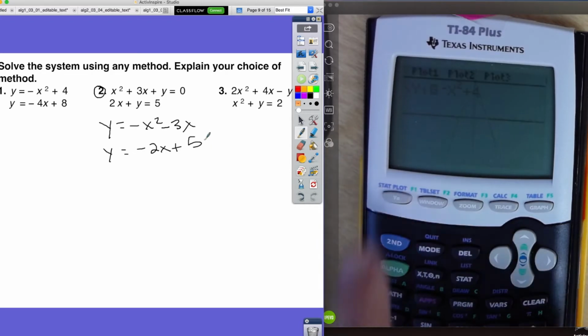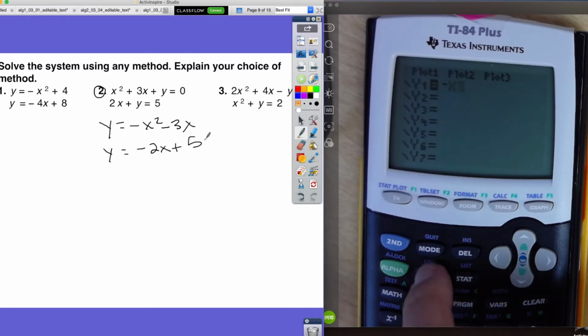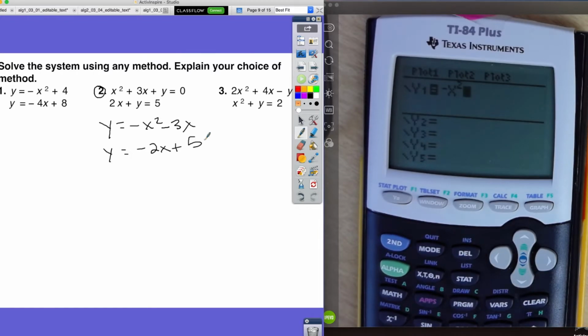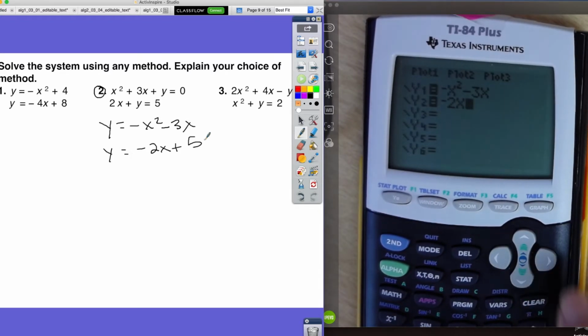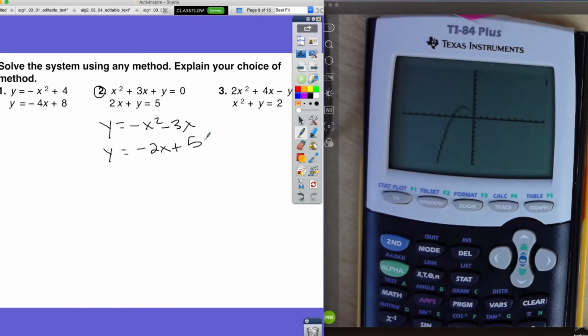I go to y equals. I'm going to clear both of them. Here's my first one. Negative x squared minus 3x. Next one, negative 2x plus 5. And then what do I press from here? Graph. Okay, where do I go from here?